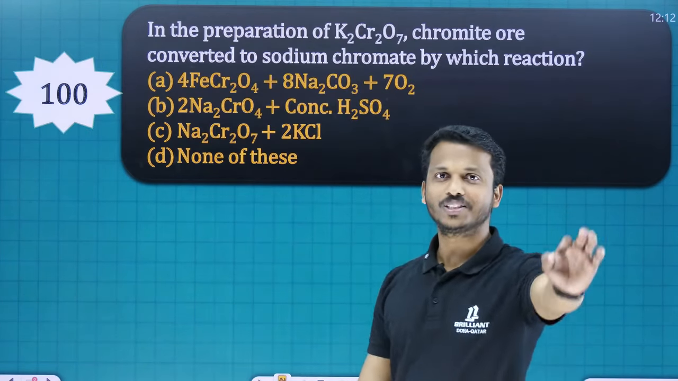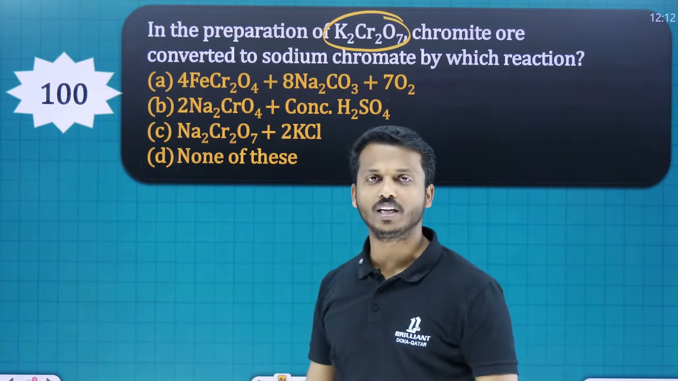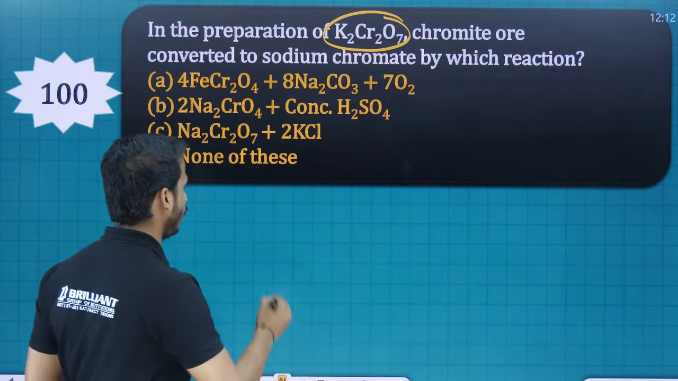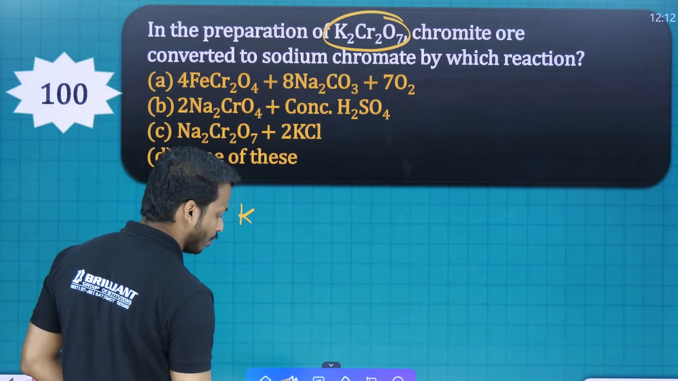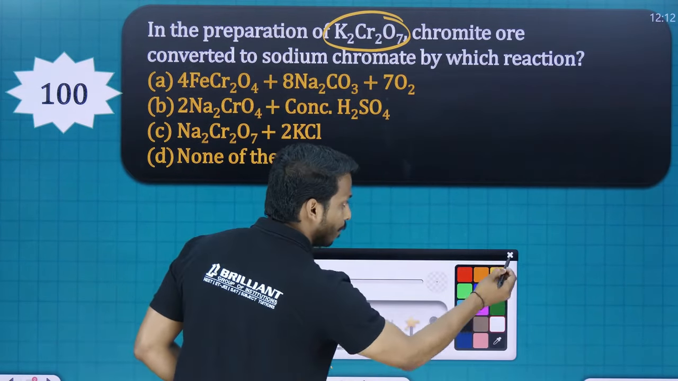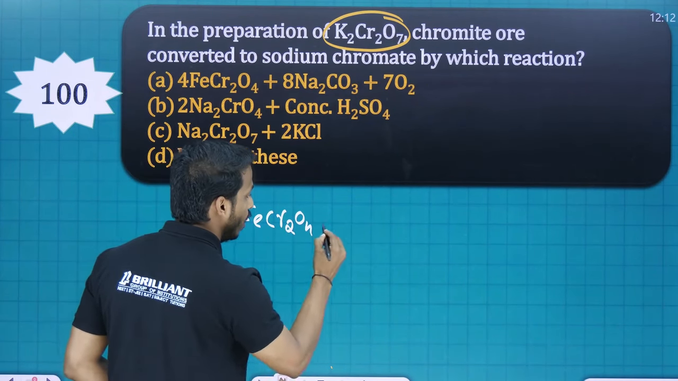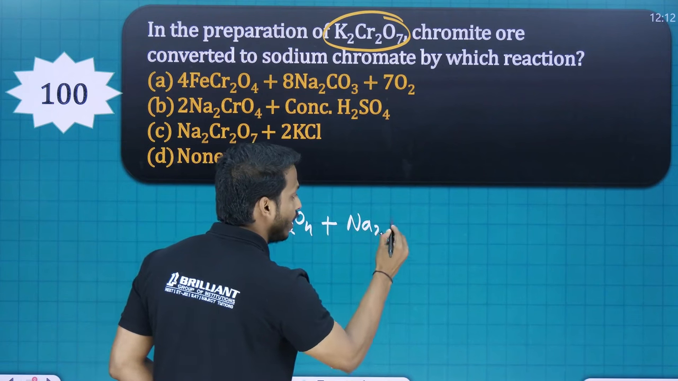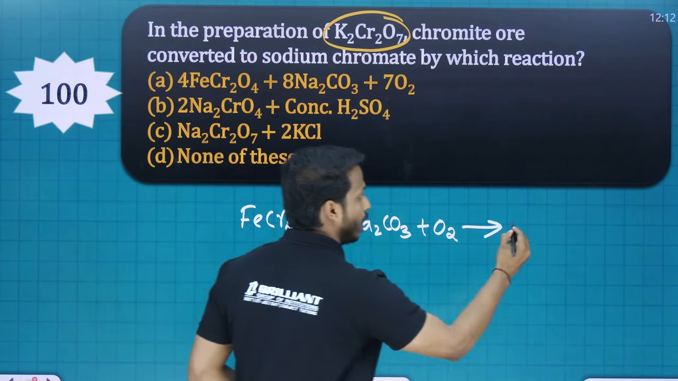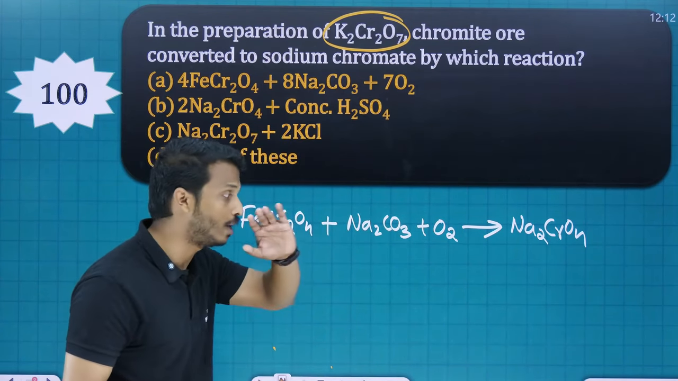Ready? Last question, number 100. In the preparation of K2Cr2O7, how many steps are there? 3 steps are there. Once again, I am reminding you, K2Cr2O7 is prepared from which ore? We are preparing it from the chromite ore, FeCr2O4. First, chromite ore we will treat with sodium carbonate with a free supply of oxygen. So the FeCr2O4 becomes Na2CrO4, called sodium chromate. Byproducts and all we have to study, okay?